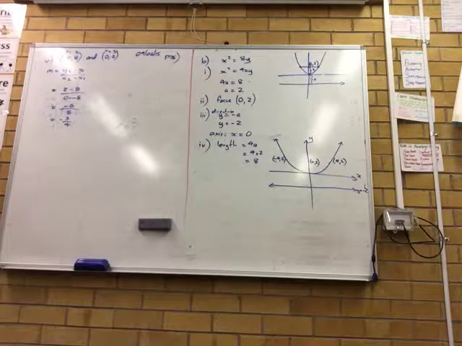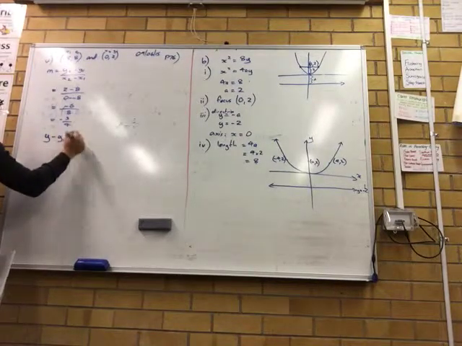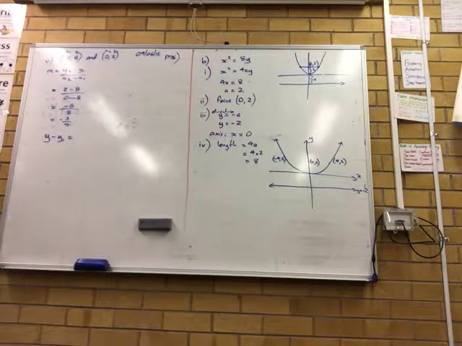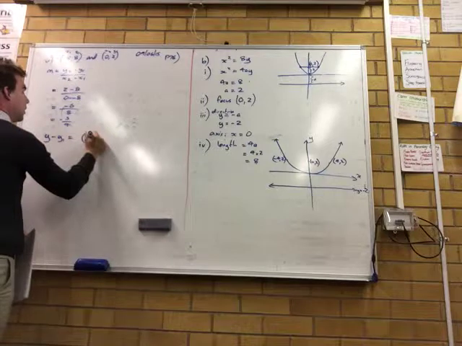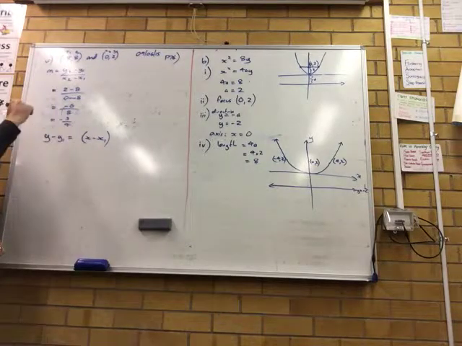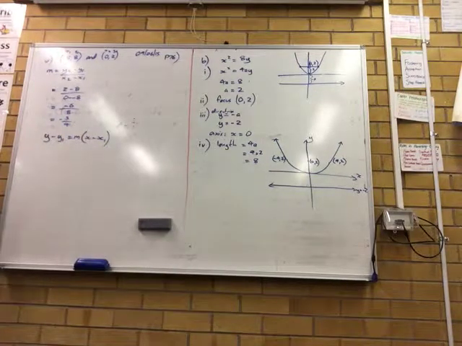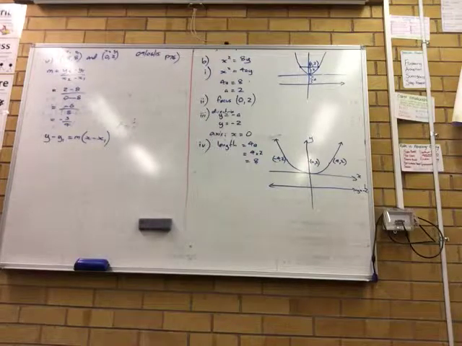Anyone remember the point gradient formula? Yep, that's the equation of a line, but the point gradient formula. Y take away Y1. Can we finish it? Equals m times X take away X1. What did I just find? Oh, gradient. Do you remember this? Yep. You'll be using this a fair bit in your course, in your coordinate geometry work.